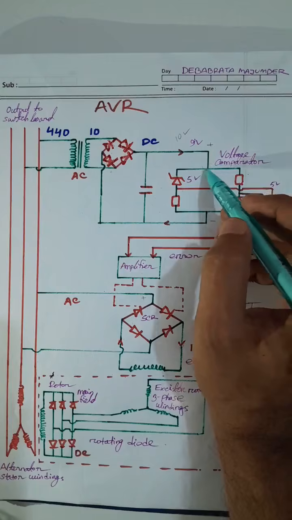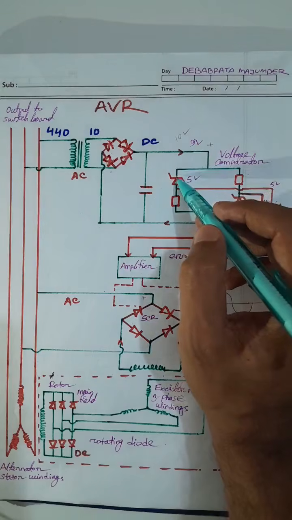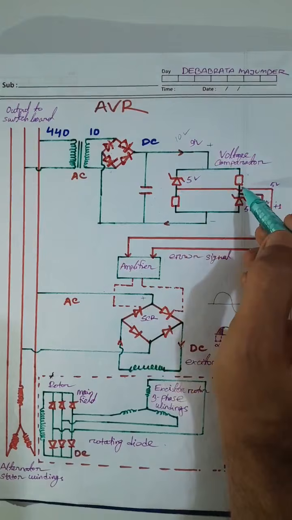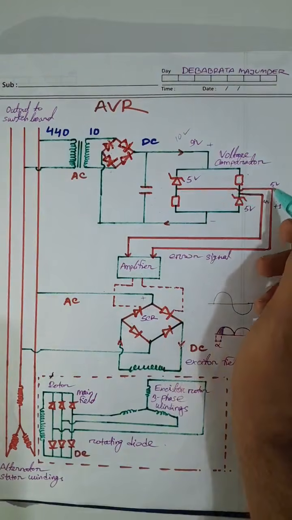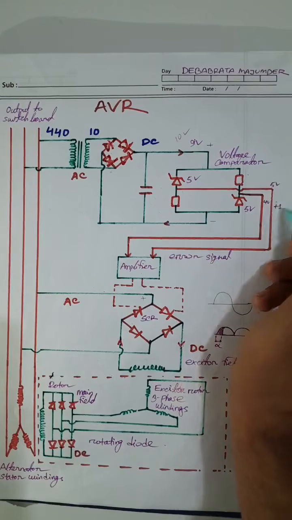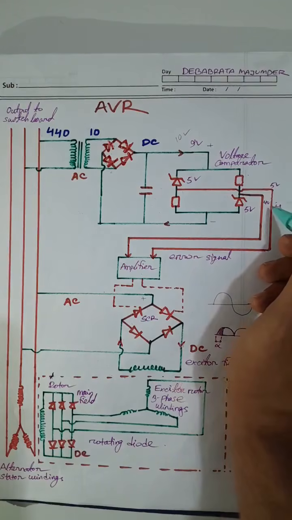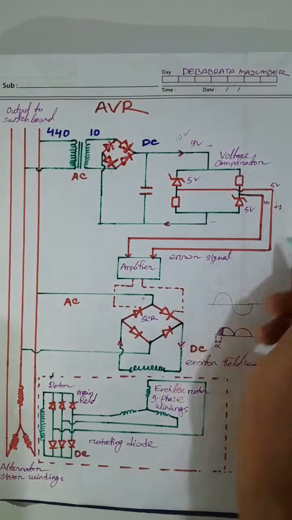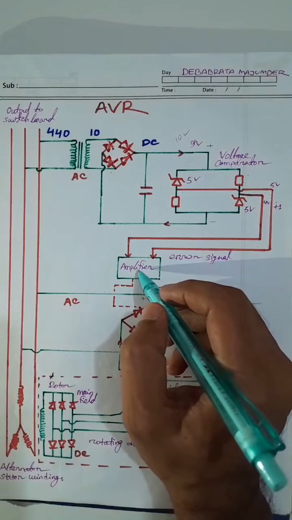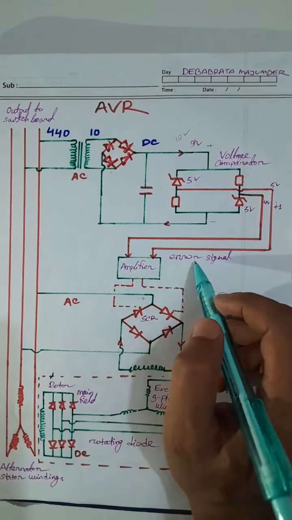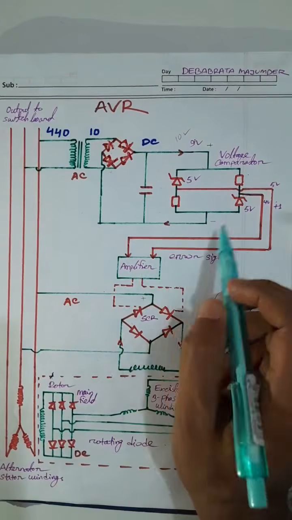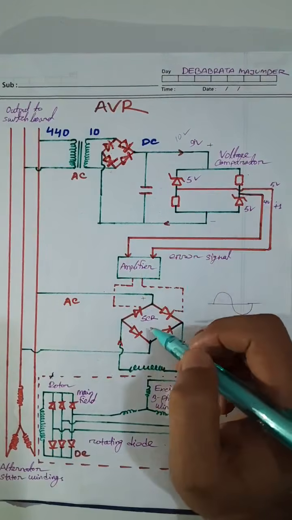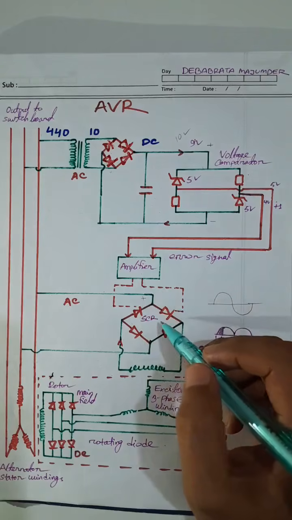So 5 volts will pass through the Zener diode and 4 volts will pass through the resistor. So there will be a voltage difference of +1. +1 means we need to increase the excitation. So this +1 signal will pass through the amplifier, which will amplify the error signal. The main function of the amplifier is to amplify the error signal to the SCR circuit.